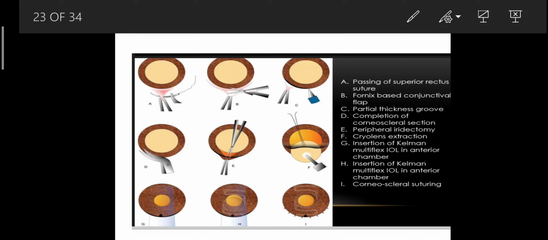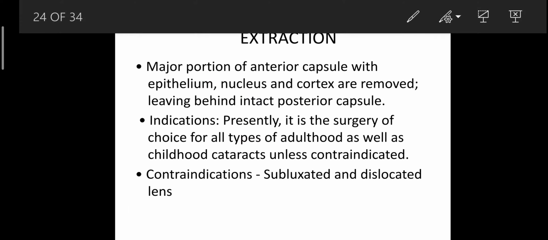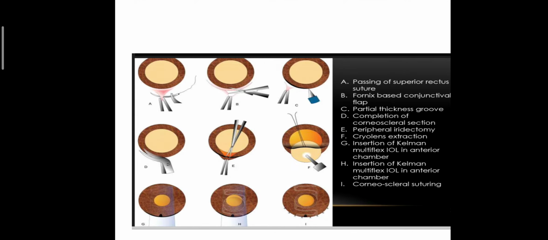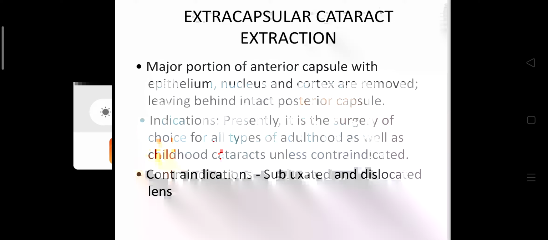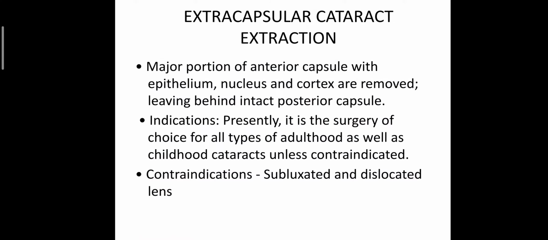So the things you need to remember in ICCE is the posterior capsule along with the zonules, everything is removed. The entire lens bag is removed, and a big incision, almost like 150-degree incision, from 9:30 to 2:30 o'clock position. We are making a huge incision, followed by anterior chamber IOL implantation. So this is ICCE.